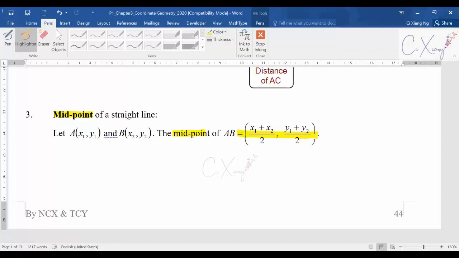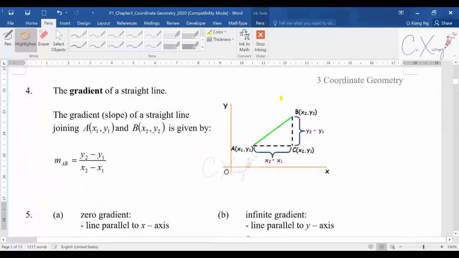I think all this you can memorize, right? Because you apply it quite often. So it should be no problem for you to memorize it. Okay, then after that, followed by the next one, we need to know how to calculate the gradient.